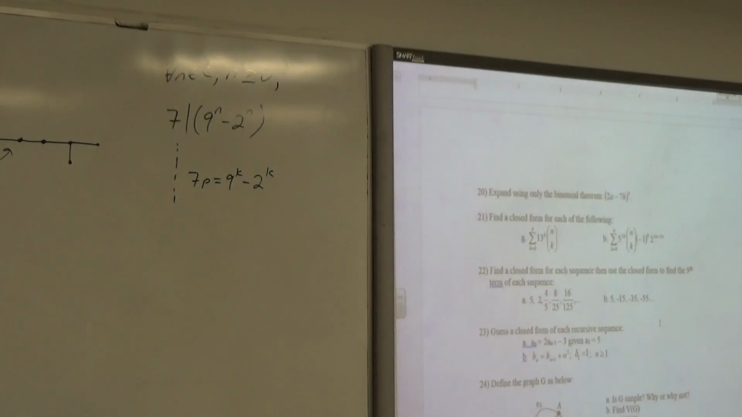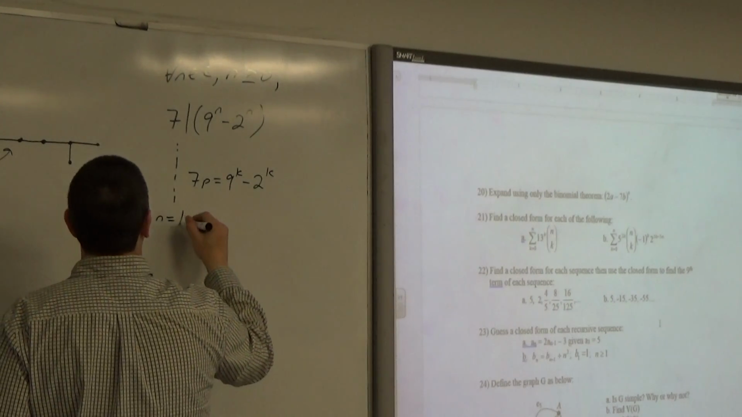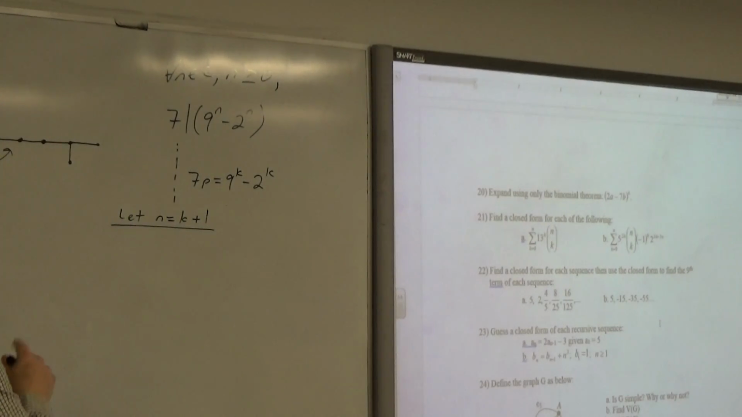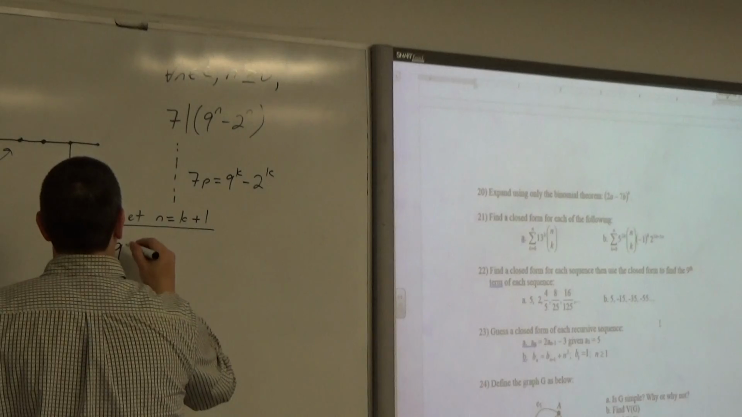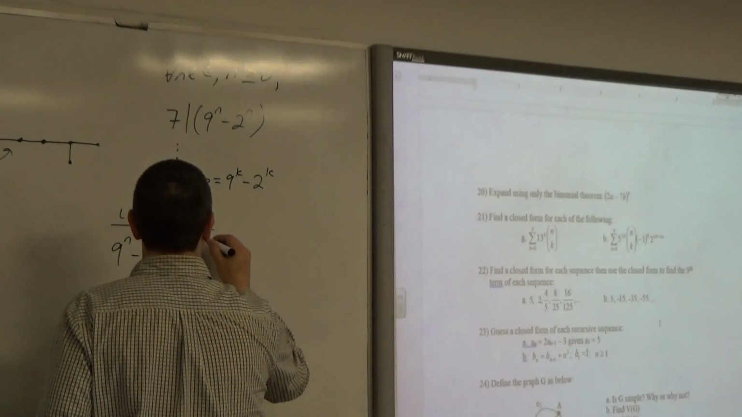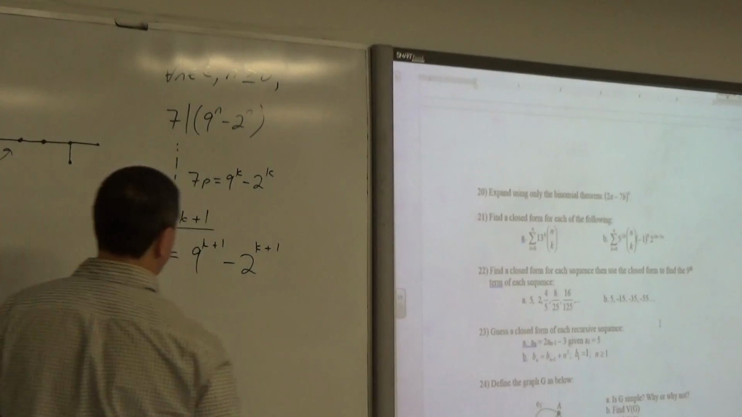Okay, so you do your basis step, and you do your inductive hypothesis. Now you plug in k plus 1 for n. So let n equal k plus 1. Okay. There's actually a number of ways that you can do this. Some of you guys were really slick on the exam with this. Okay. So you would get that 9 to the n minus 2 to the n equals 9 to the k plus 1 minus 2 to the k plus 1.